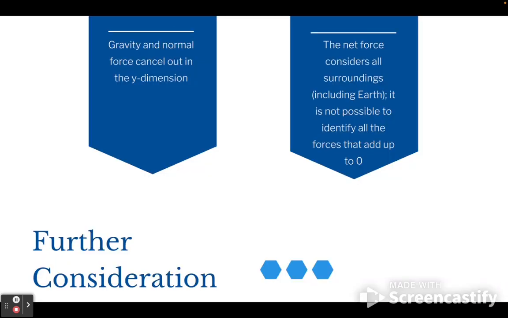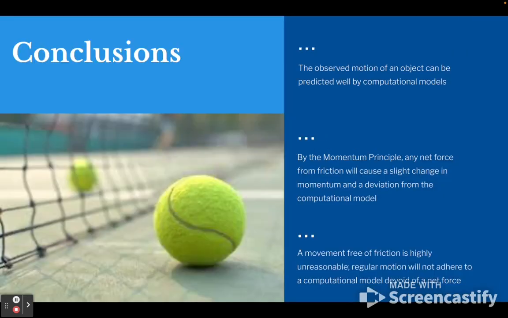So for some further consideration, gravity and the normal force cancel out in the y dimension. The net force considers all surroundings, including Earth, and it is not possible to identify all the forces that add up to zero.